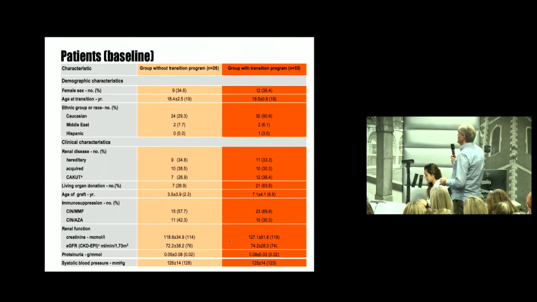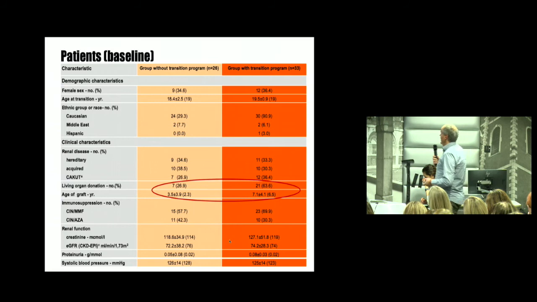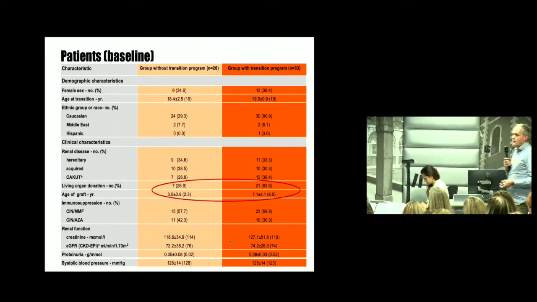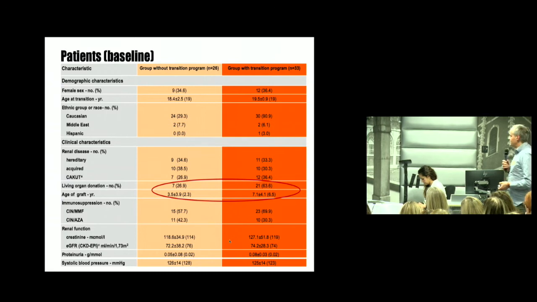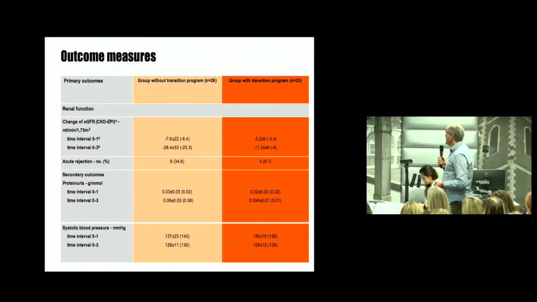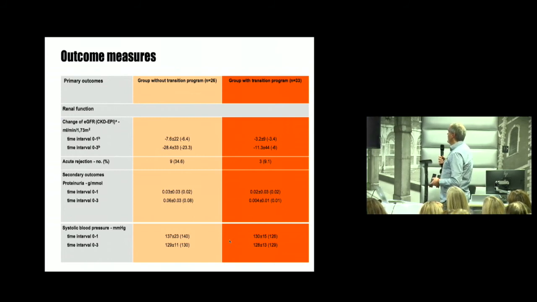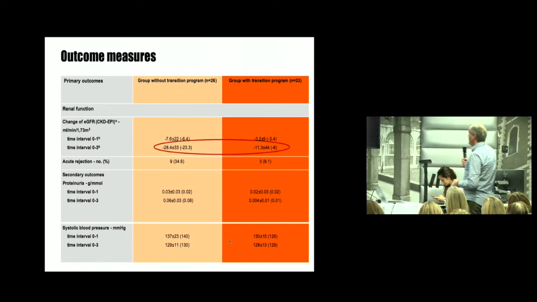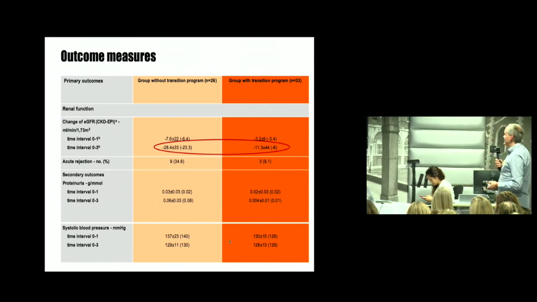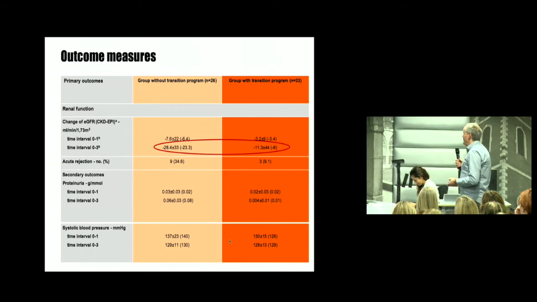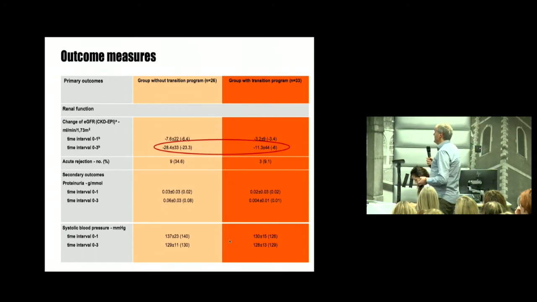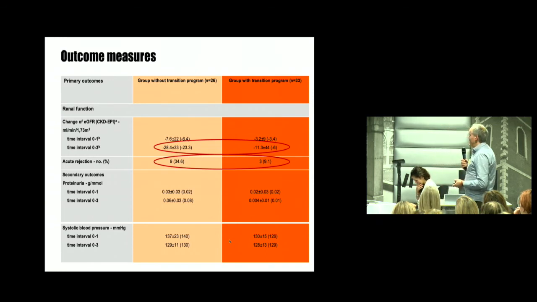And you see it's not a huge number. Zurich is not a huge center. You see these groups are comparable. There are 2 things you see now, the living organ donation and the age, which were significantly different, but I think this did not change the result. And what we saw, and what the primary outcomes were, is that after the transition, 1, 2, or 3 years, there is a better GFR in the group with the transition program, and we had lower rejection rates.